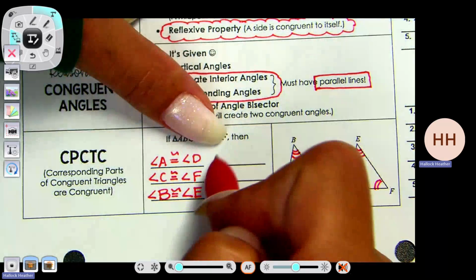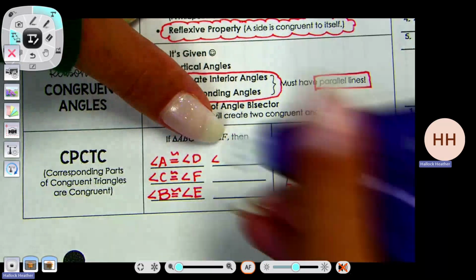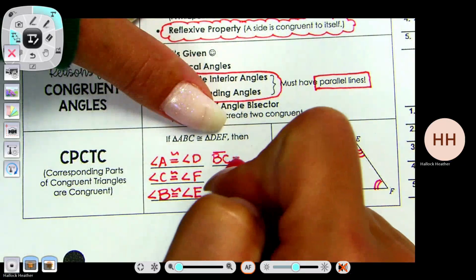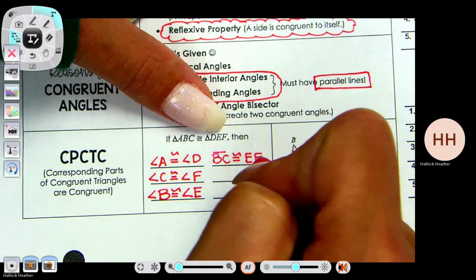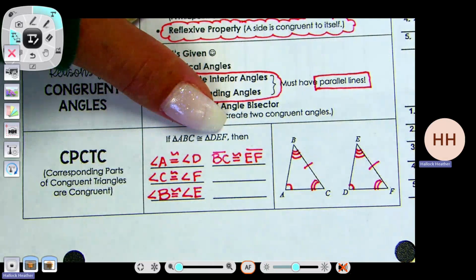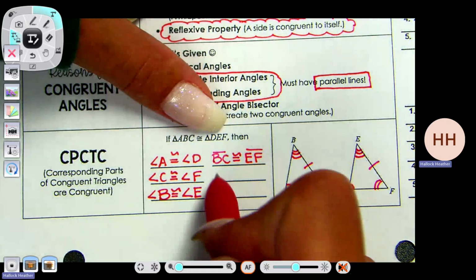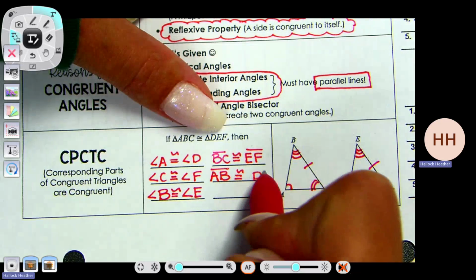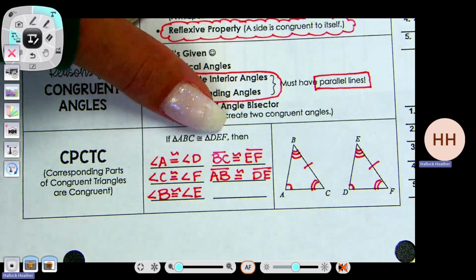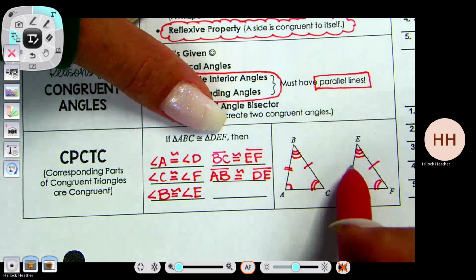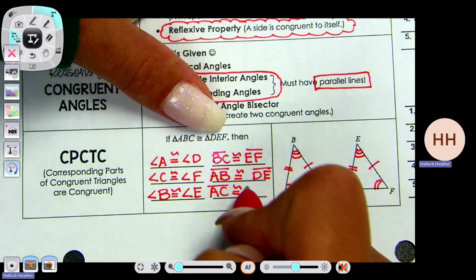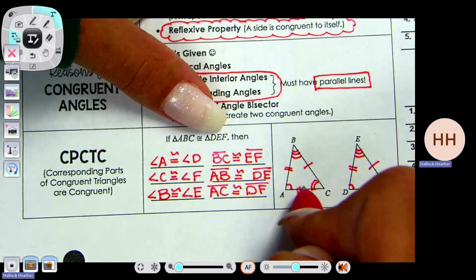We did this on Monday. If I say angle BC, not angle, I messed up. If I say side BC, what does BC match with? Side EF. We're going to mark it because it's a side. It gets a tick mark. One tick mark because it's the first thing I'm talking about. If I say AB, what does AB match with? DE. Because it's the second thing I'm talking about, it gets two tick marks. And the last thing would be AC matches with what? DF. And that's the third side, so it gets three tick marks.